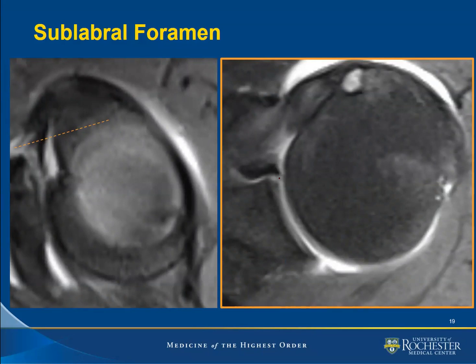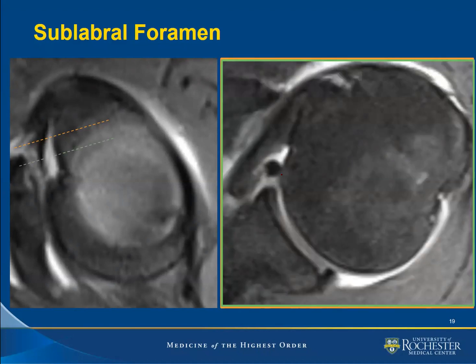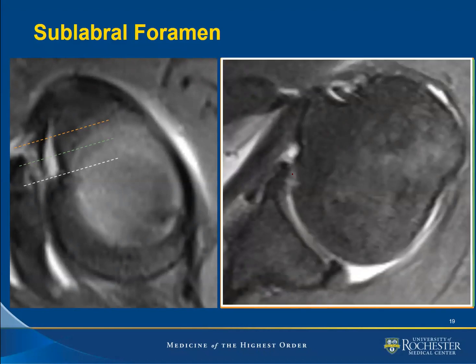So on sequential axial images, first you'll see a defect at the anterior superior chondrolabral junction. On the subsequent image, you'll see that defect widen. And then on a subsequent image, you'll see that basically rejoin the anterior mid-glenoid labrum.